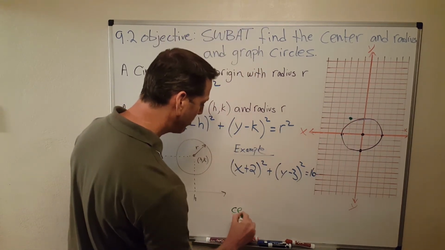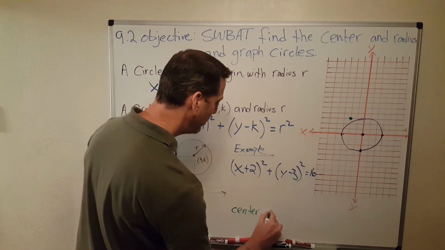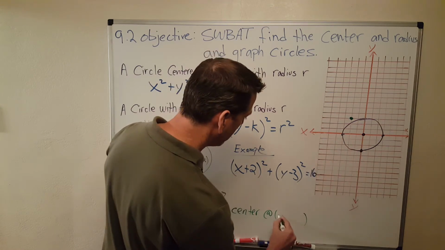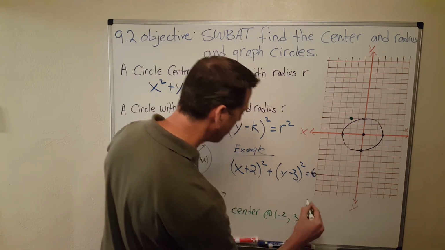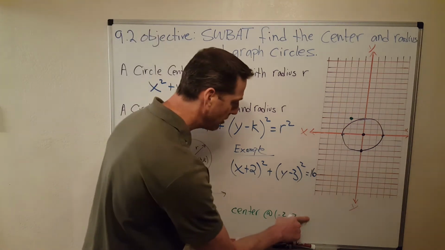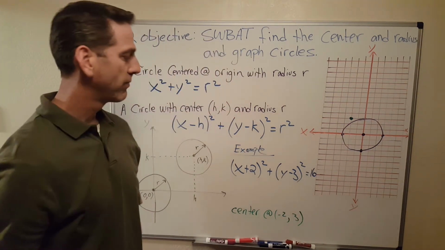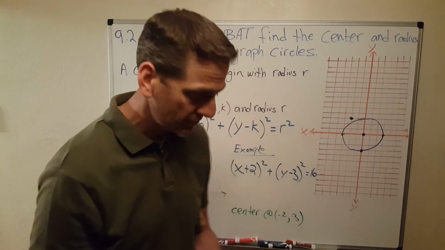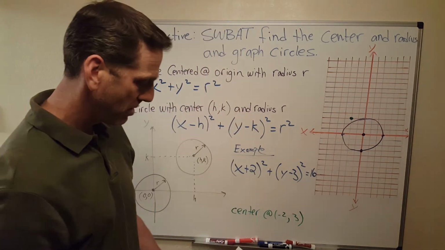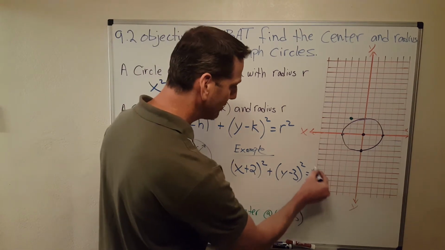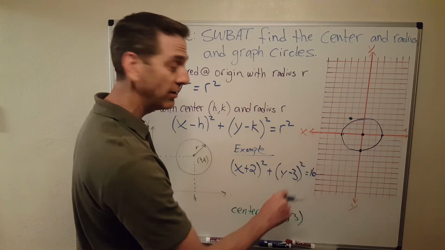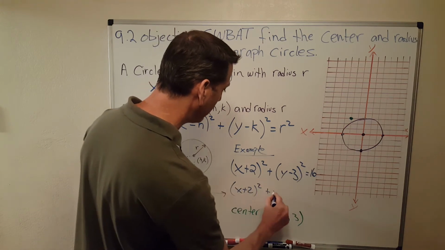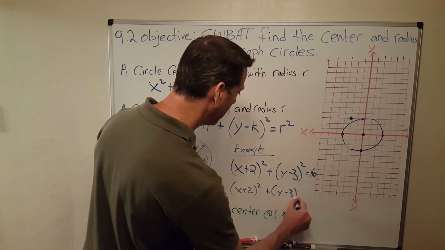Okay, so my center would be at negative 2, 3. All right, now what's my radius? Before I can draw my circle, I have to know the radius. Okay, well, this number on the right is going to be my radius term. Okay, so if I just drew this, write this all out again.